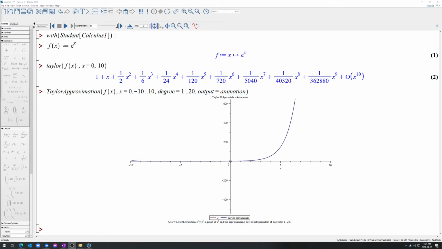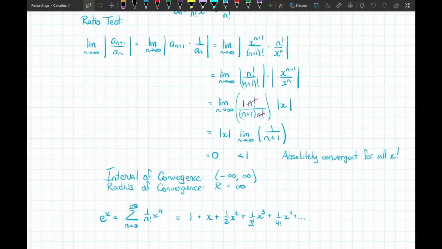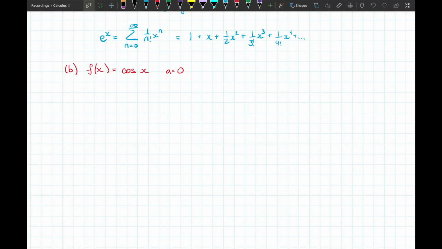Let's take a look at some other examples of turning these transcendental functions, non-algebraic functions, into Taylor series. Let's repeat this process with a trigonometric function, f of x equals cosine x. Again, let's center this at a equals 0. This can either be referred to as a Taylor series centered at 0 or a Maclaurin series.